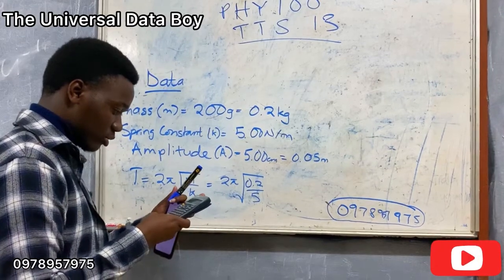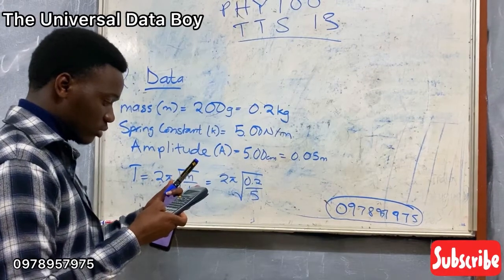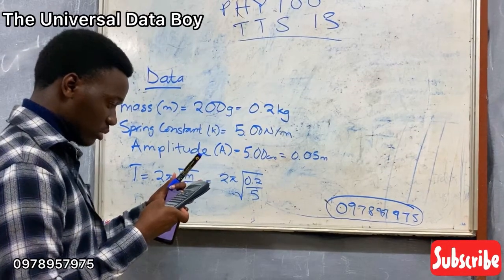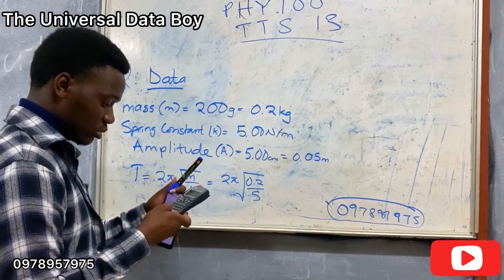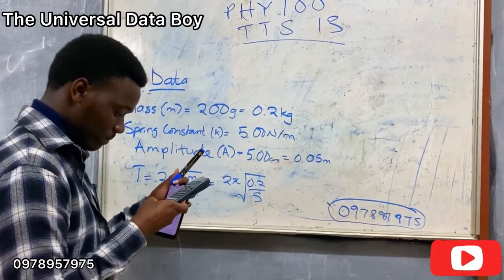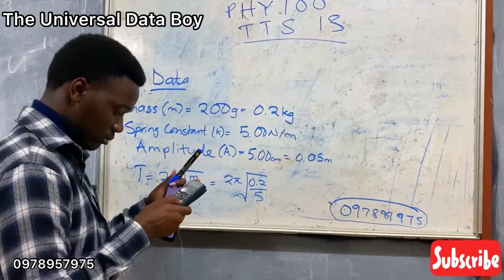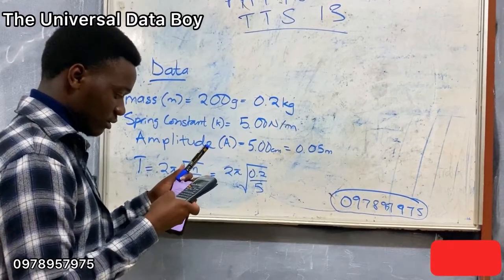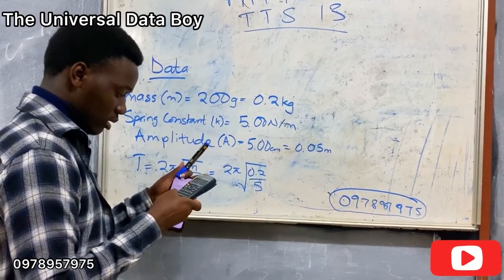So 0.2 divided by 5 is equal to 0.04. Then the square root of this will give us 0.2. Then we'll multiply it by 2, then by pi. Then start that again: 0.2 divided by 5, then the square root, then you multiply that by pi, then by 2.